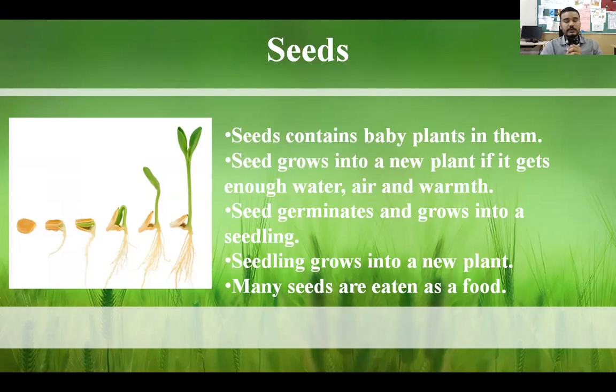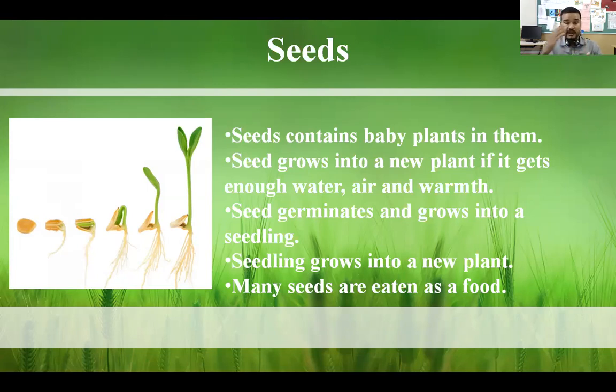And we know there are many seeds we can eat. Give me an example of what we eat, like almonds, groundnuts. These are the seeds that we eat. So a small seed, when it gets water, air, and warmth, it grows, and that procedure is called germination.